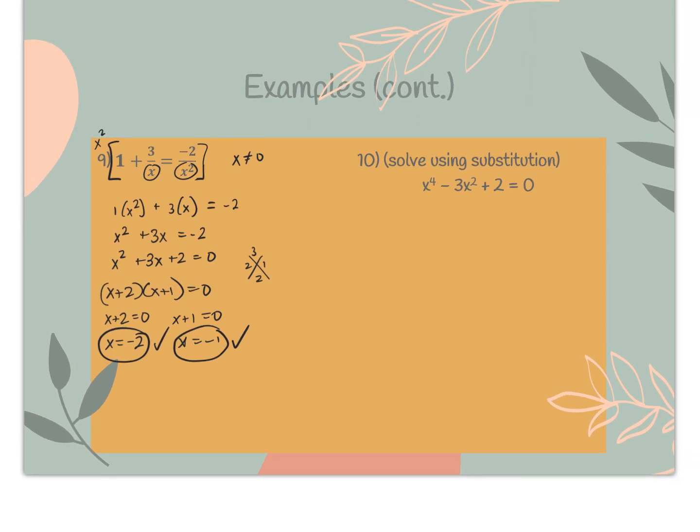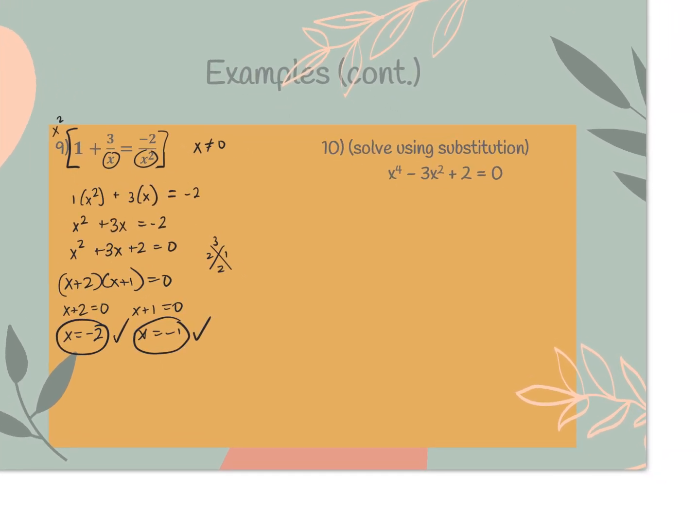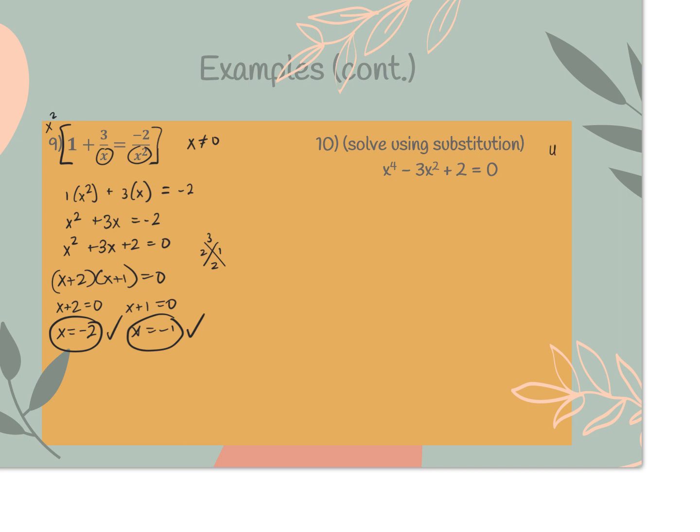We come to this next one. Notice it's an x to the 4th. So again, we can do what we know how to do. We know that u is going to equal x squared, and u squared is going to be x to the 4th. So we've got u squared minus 3u plus 2 equals 0.